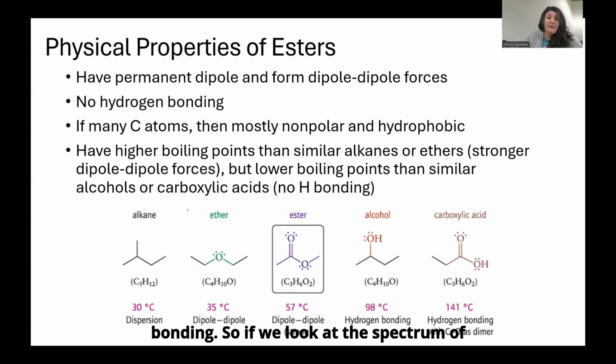So if we look at the spectrum of alkanes, ethers, esters, alcohols, and carboxylic acids, alkanes have the lowest boiling point, ethers have the next lowest boiling point, esters are in the middle, and then alcohols and carboxylic acids have boiling points higher than esters because they are capable of those hydrogen bondings.